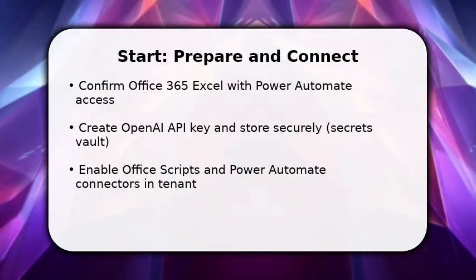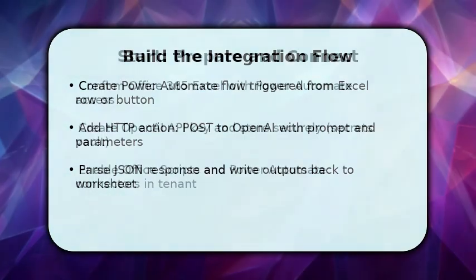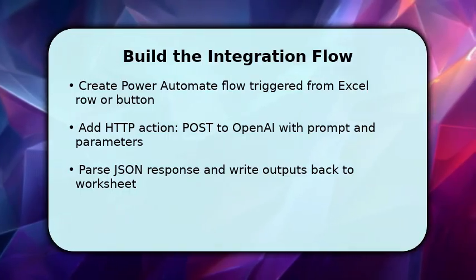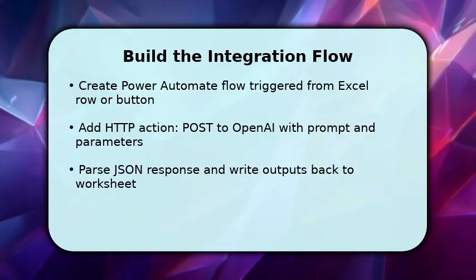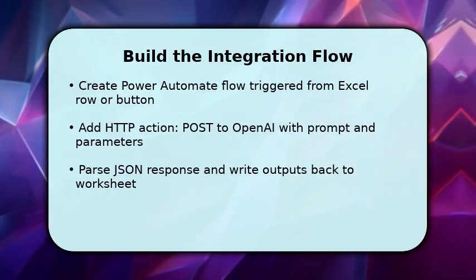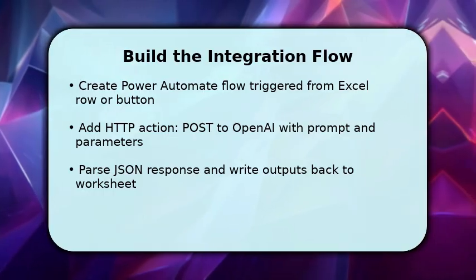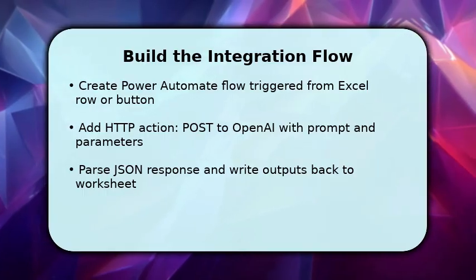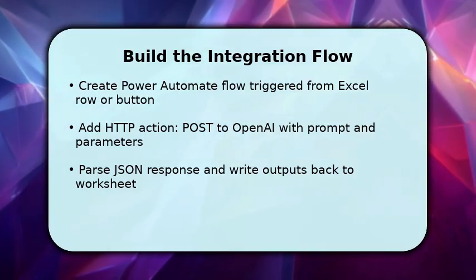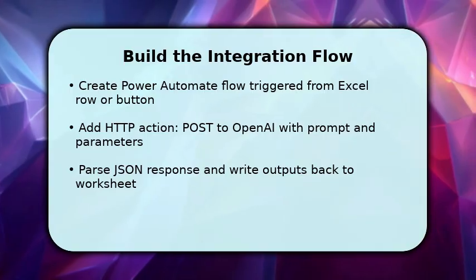Now you build the flow that connects Excel to the AI. Create a Power Automate flow triggered by a button or table change in Excel. Add an HTTP post action targeting the OpenAI completions or responses endpoint. In that action, include your prompt, model, temperature, and max tokens. Use the secret for the authorization header.